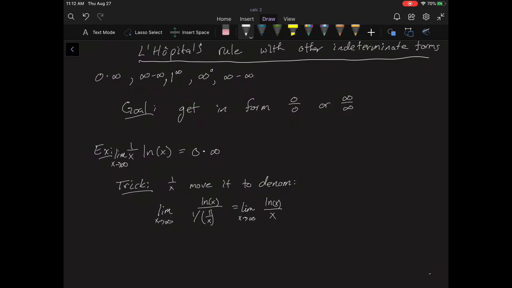So using L'Hopital's rule, we can take the derivative of the top, which is 1 over x, and the derivative of the bottom, which is 1, and take the limit as we go to infinity. So we just have the limit as x goes to infinity of 1 over x, which is 0, which is the limit that we wanted to have.